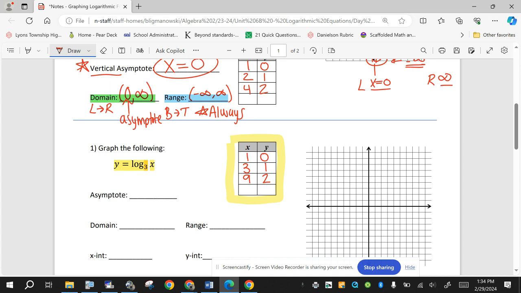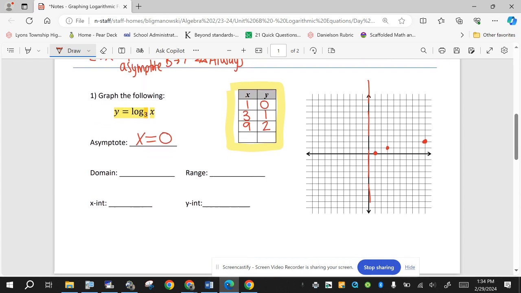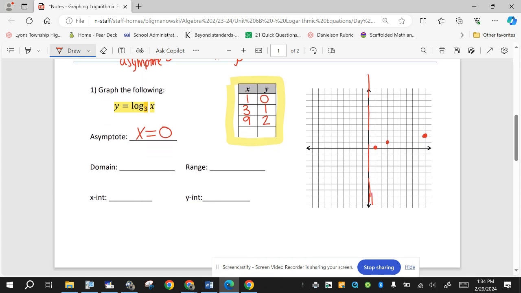And I'm going to plot those points. So my asymptote is still going to be at x equals 0. So it's going to be along here. And then I'm going to draw my graph. Oops, I missed. Try again.